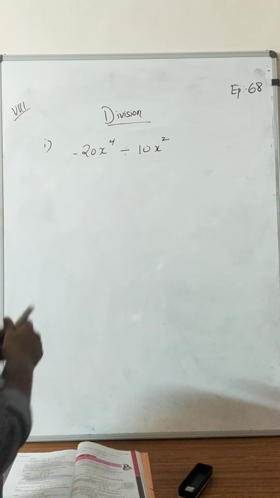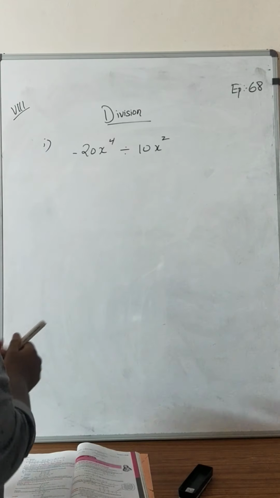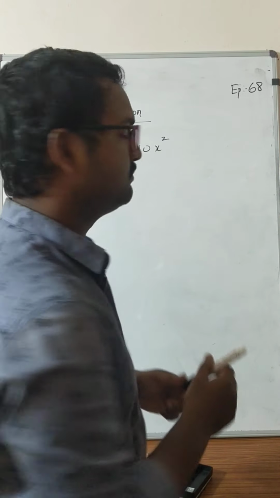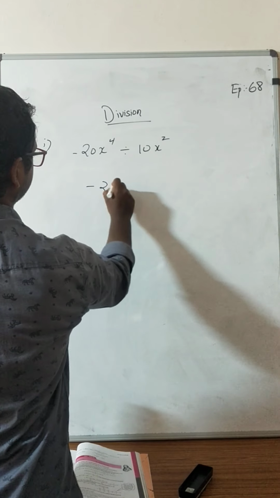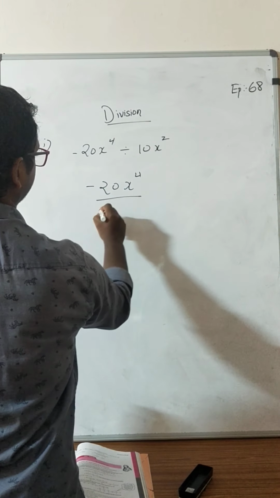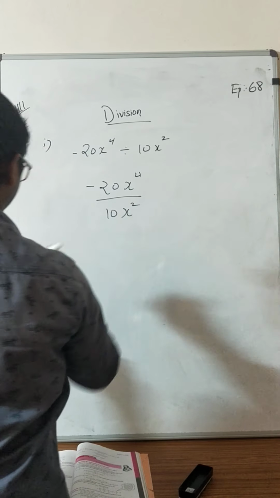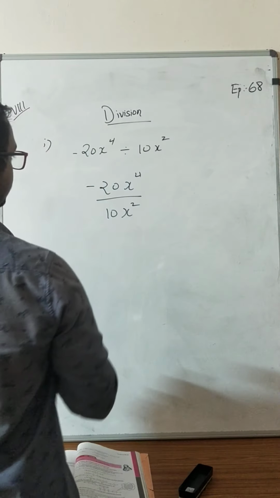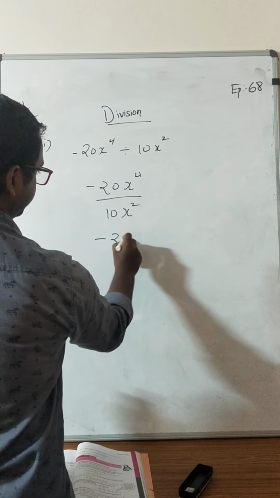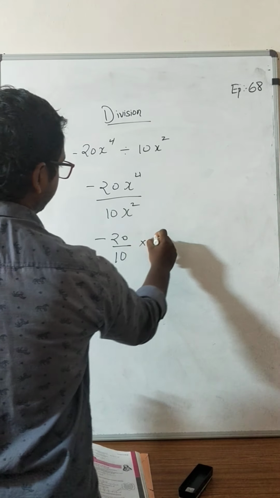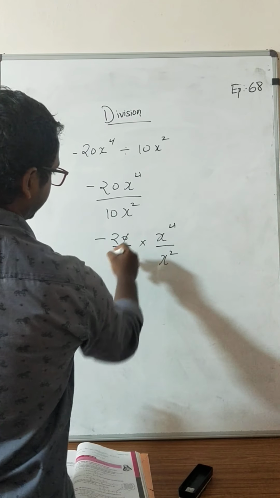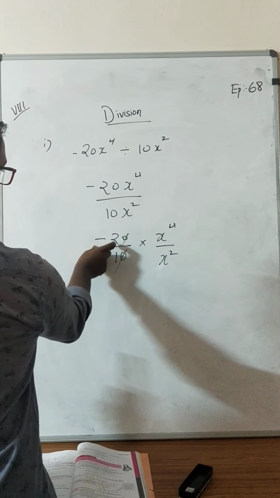Now this is a monomial divided by a monomial. The simplest way is to write them like this: with 10 you can divide 20, or you can split them like this: minus 20 divided by 10 into x power 4 divided by x power 2. This will get cancelled. We will get minus 2 here.